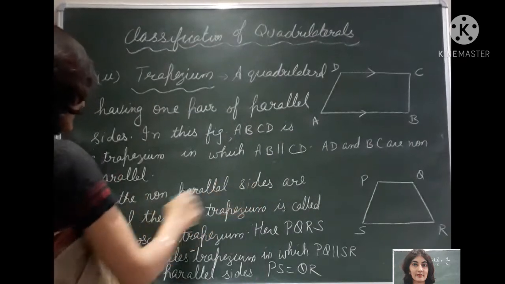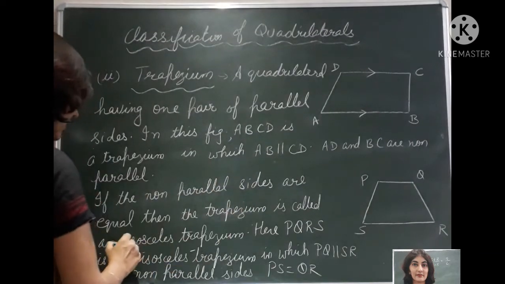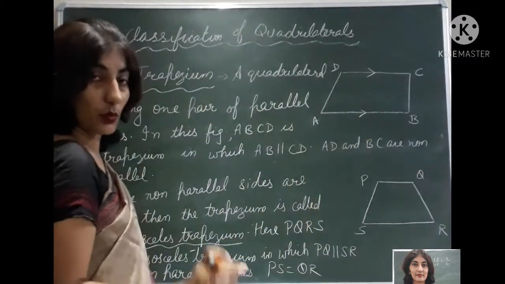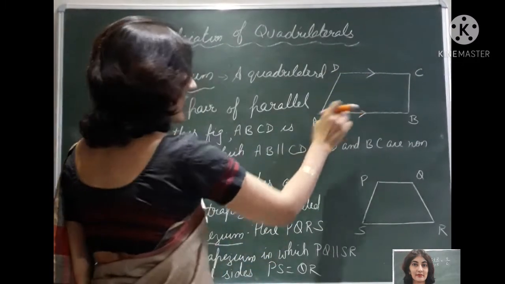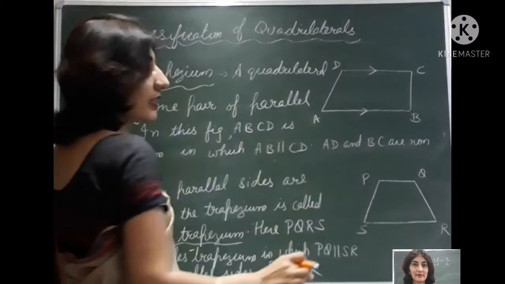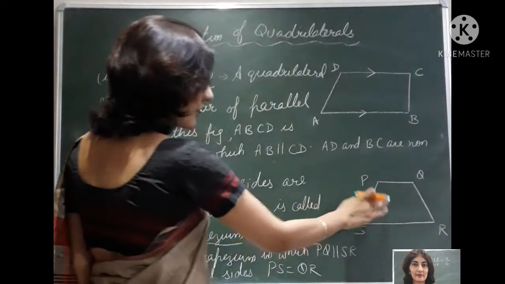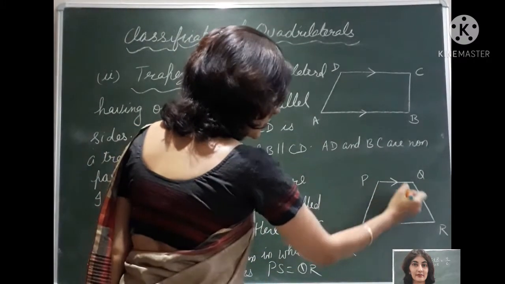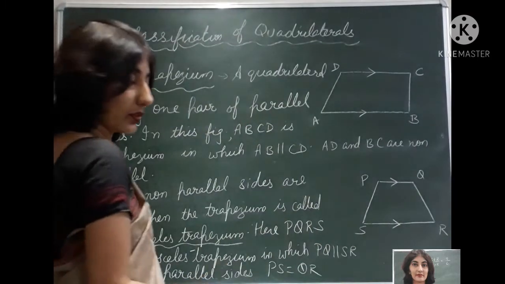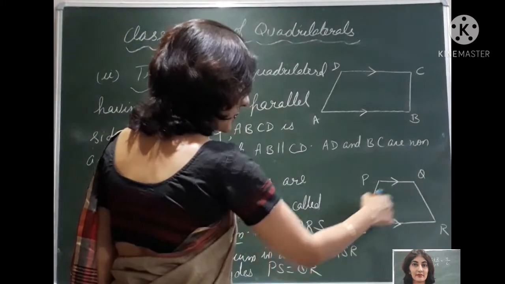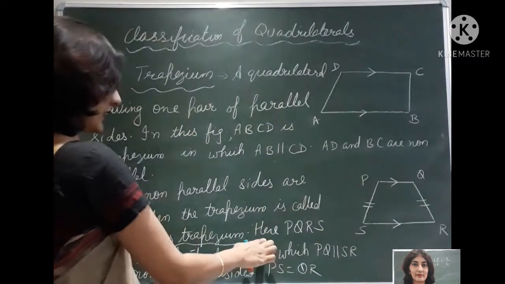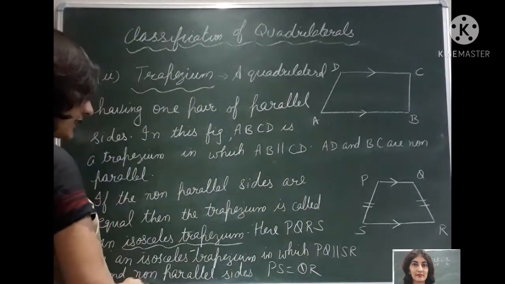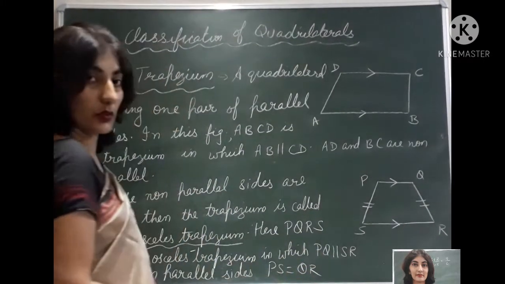Now if the non-parallel sides are equal, then the trapezium is called an isosceles trapezium. Here you can see the non-parallel sides are not equal. The only condition is that one pair of opposite sides should be parallel. Similarly here, this trapezium I am saying is an isosceles trapezium. As it is a trapezium, PQ is parallel to SR, and because it is isosceles, the non-parallel sides PS and QR are equal. Here PQRS is an isosceles trapezium in which PQ is parallel to SR and non-parallel sides PS equals QR.